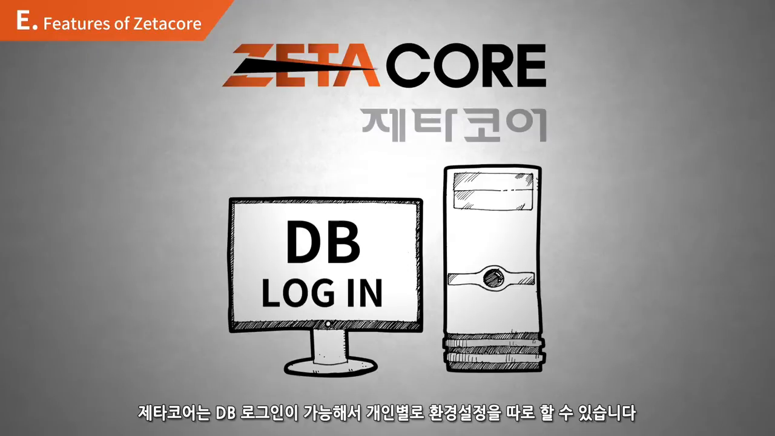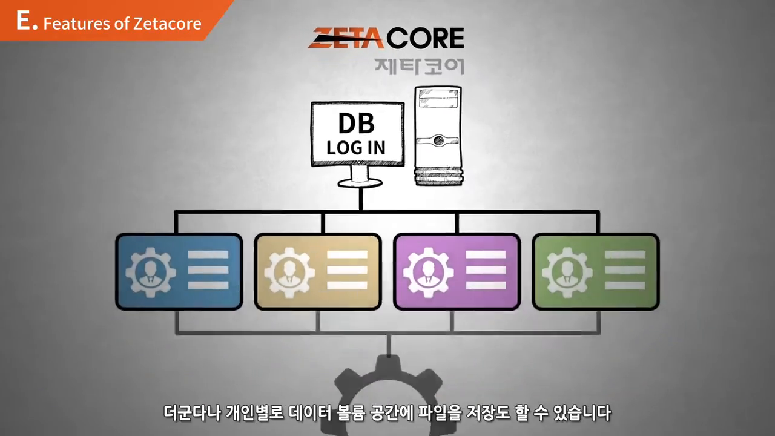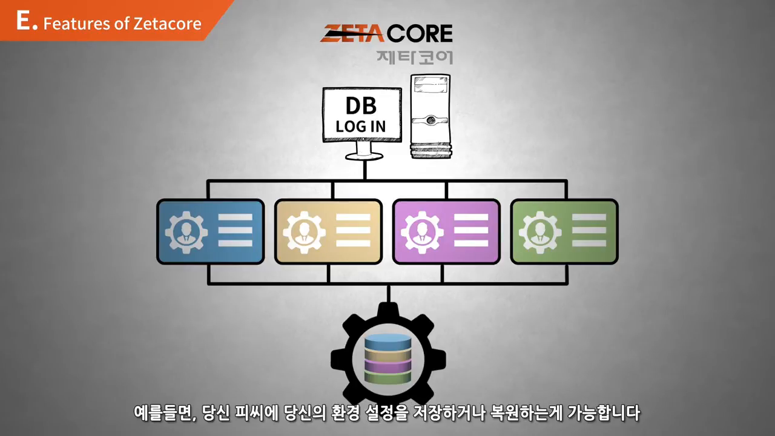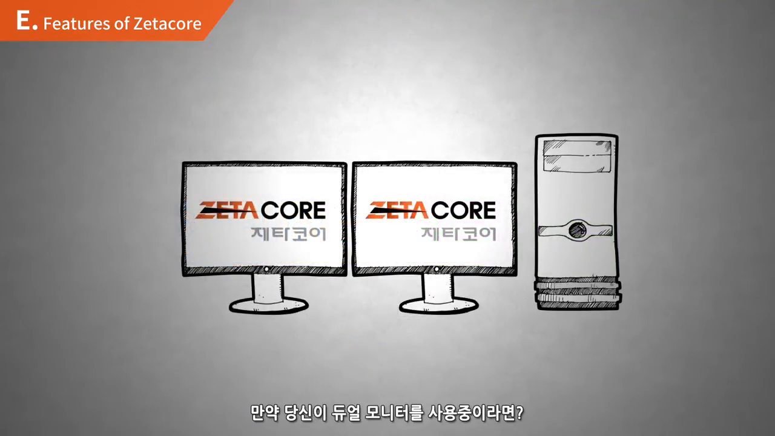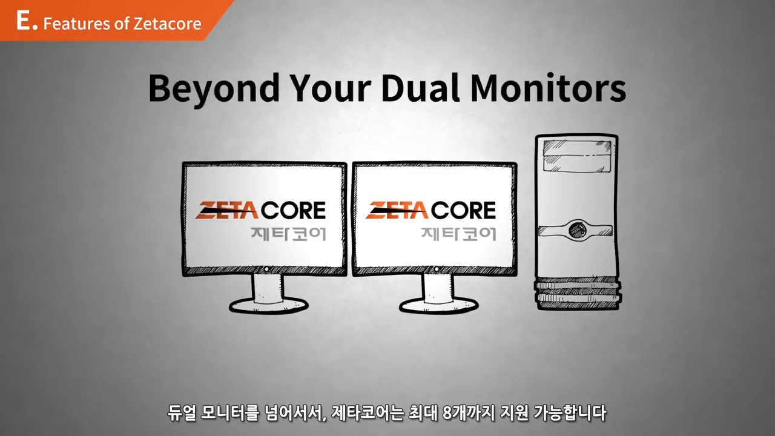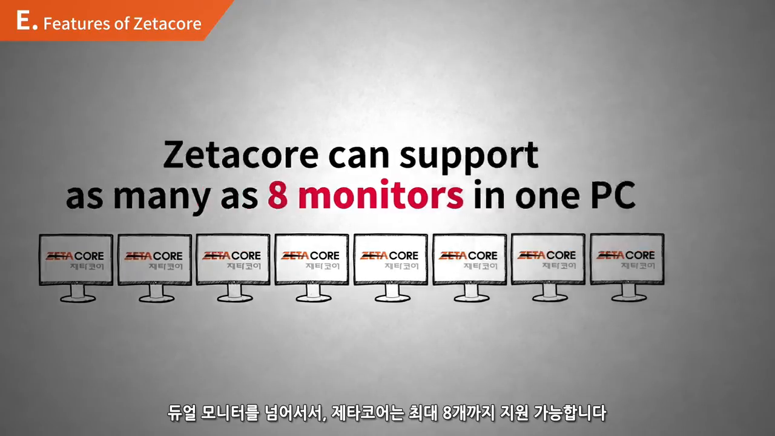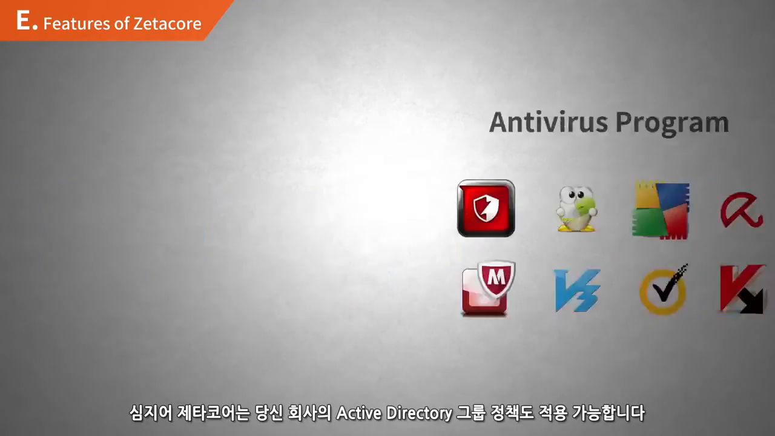Users can set up each configuration individually in ZETACORE because DB login is possible. Additionally, users can also save their own files in individual data volume space. Like this, you can save or retrieve your recent configuration in your PC. What if you use dual monitors? No problem. Beyond just dual monitors, ZETACORE can support up to as many as 8 monitors in one PC. ZETACORE can even apply the group policy in MS Active Directory all over your company.